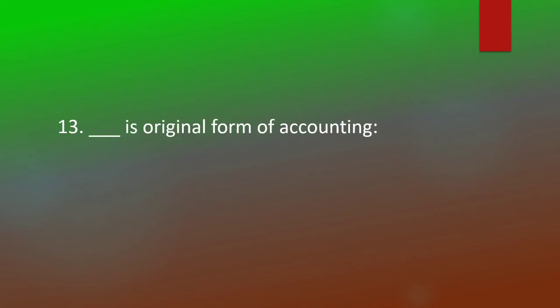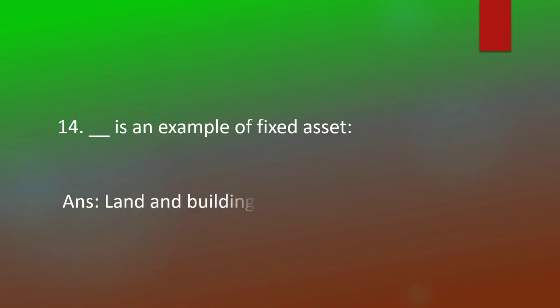Financial accounting is the original form of accounting. Land and building, plant and machinery are examples of fixed asset. ഇതൊക്കെ ഫിക്സഡ് അസറ്റിനുള്ള എക്സാമ്പിൾസ് ആണ്.